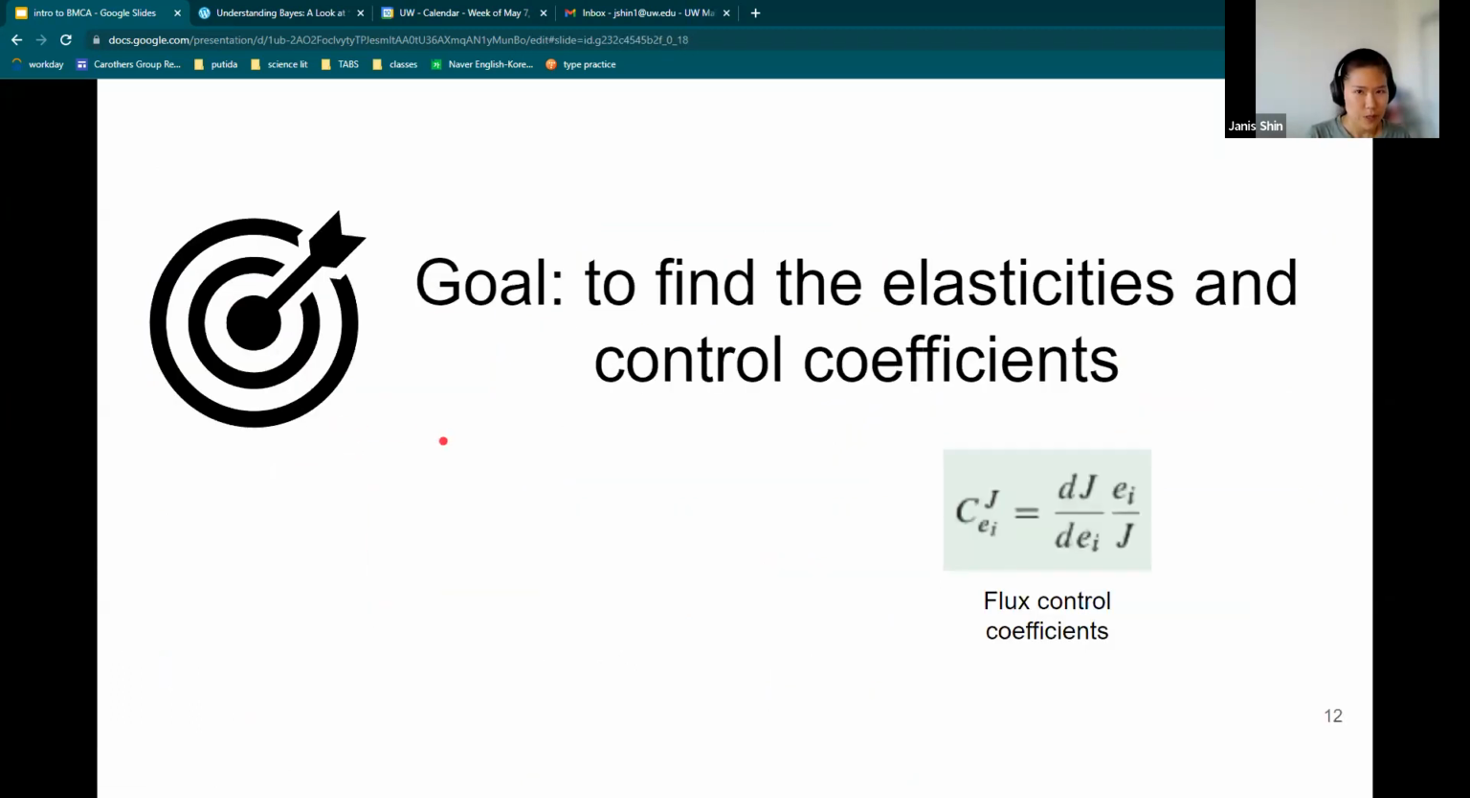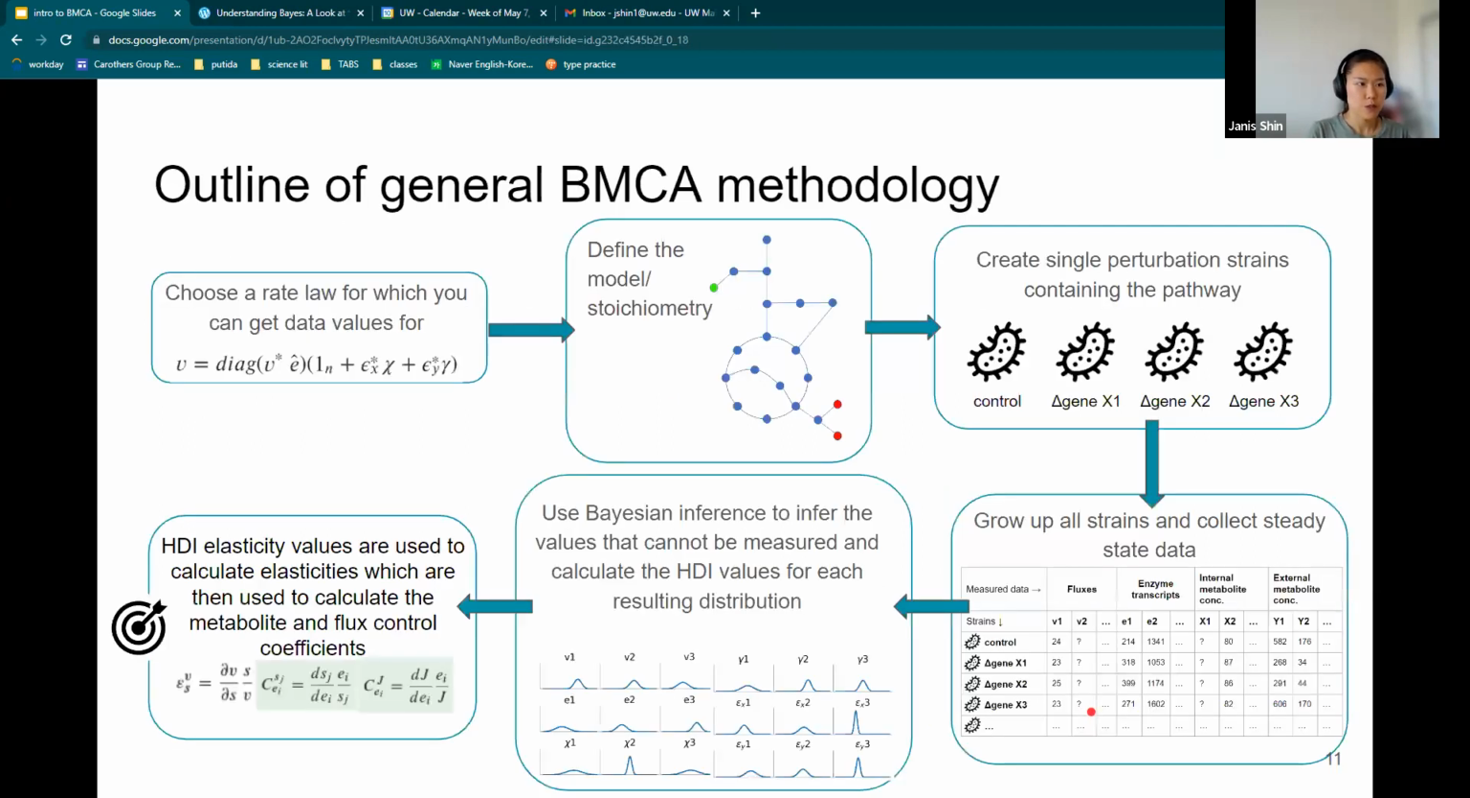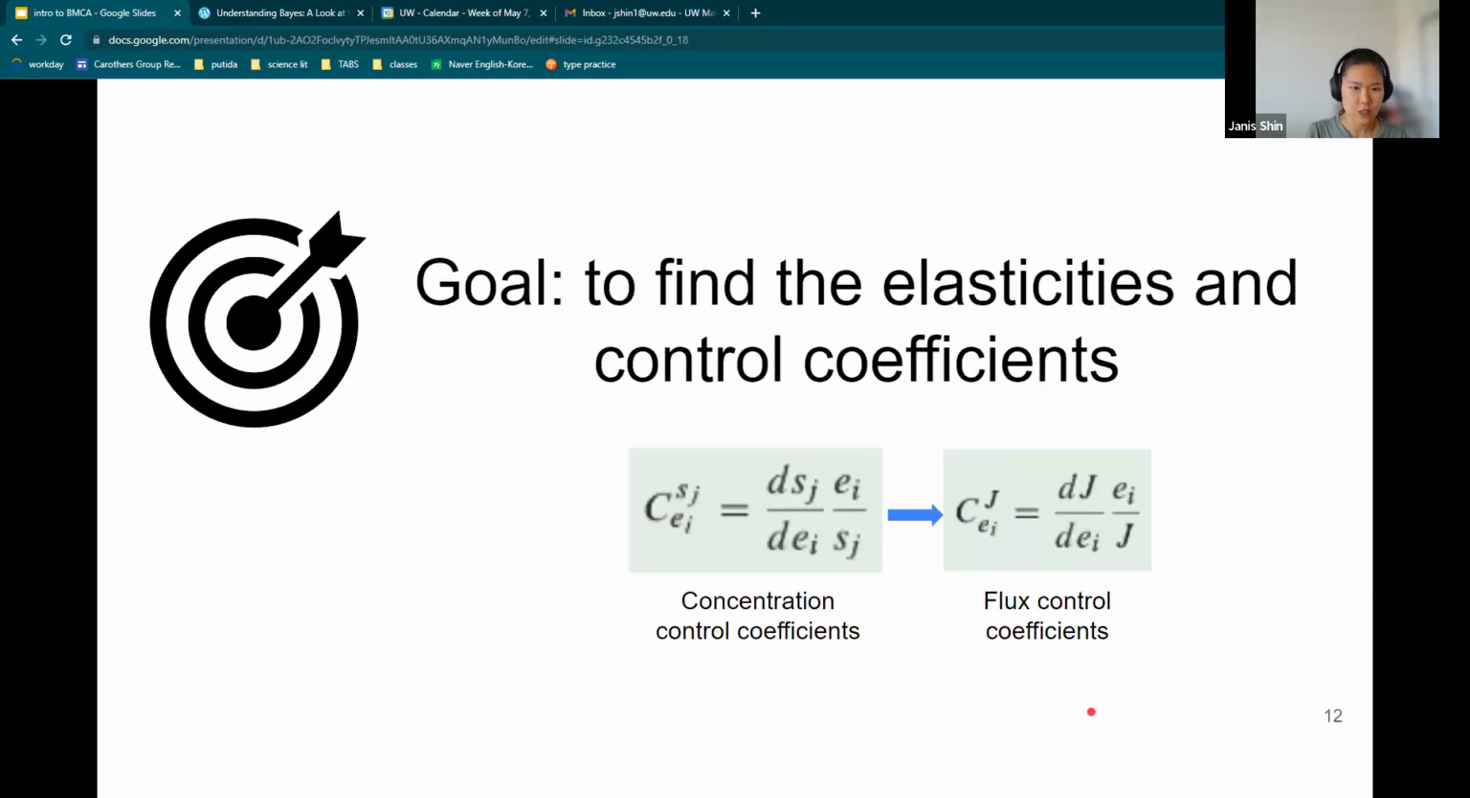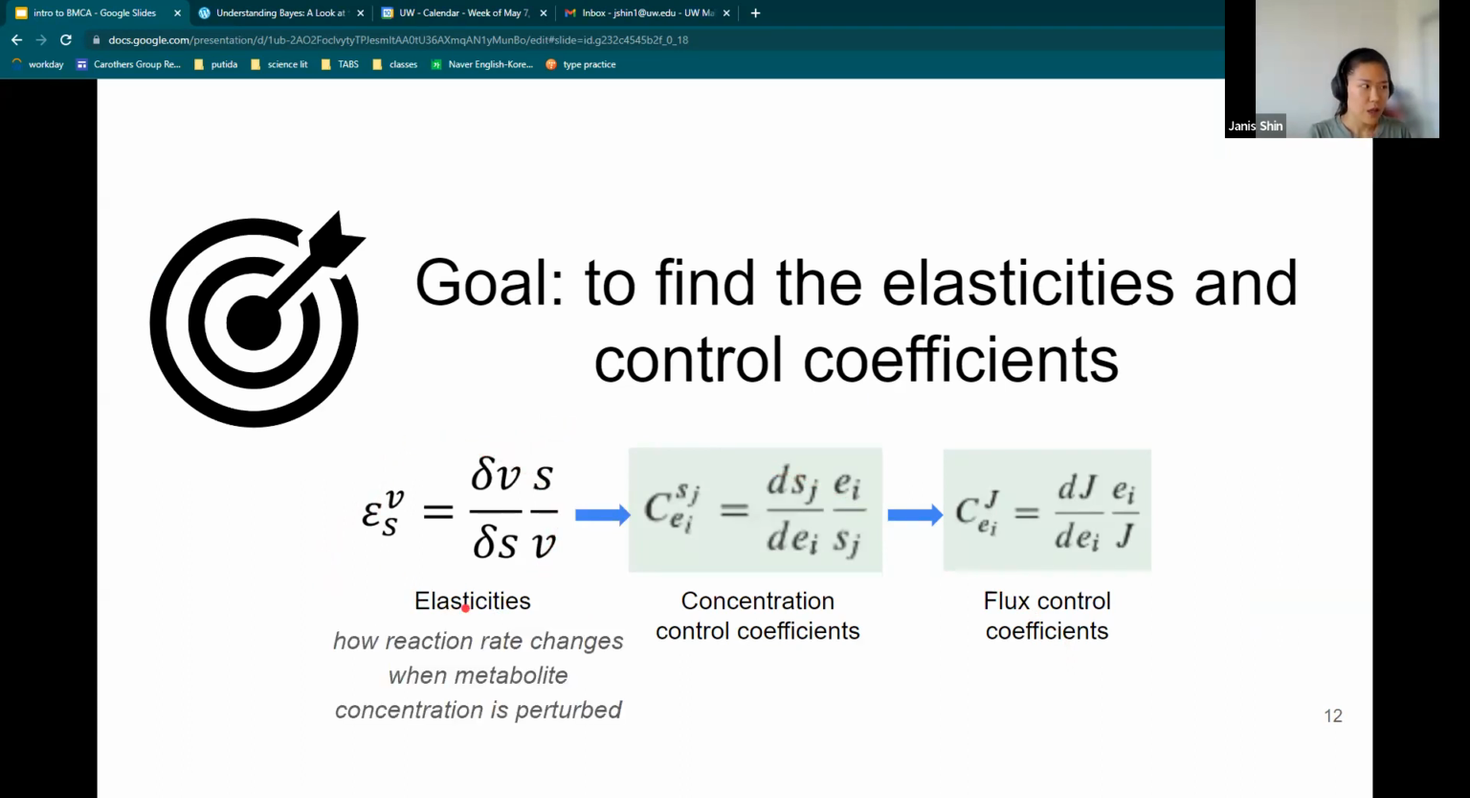Our goal for BMCA or MCA in general is to find the control coefficients. And so here are the flux control coefficients that I pointed out earlier. But in order to get the flux control coefficients, we need to get the concentration control coefficients. And to get the concentration control coefficients, we need to know what the elasticities are. And the elasticities are something that we can find through BMCA. Elasticities are basically how reaction rate changes when metabolite concentrations are perturbed.